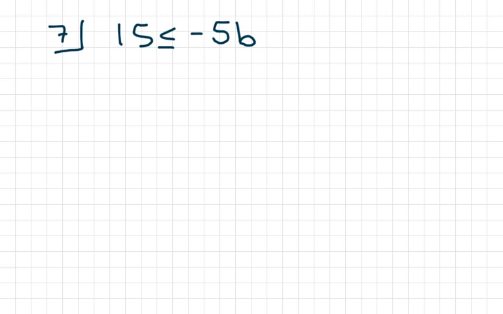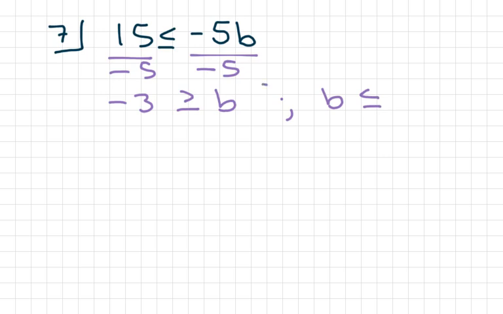Here I'm dividing by -5. When I divide by a negative, I have to flip the signs. So I'm going to flip the signs, and I get -3 is greater than or equal to b. And I'm going to rewrite this as b is less than. I'm going to read it backwards, right to left, and rewrite it. B is less than or equal to -3.